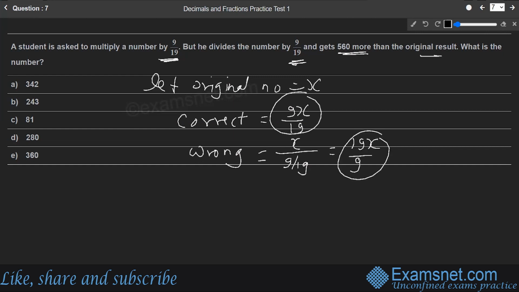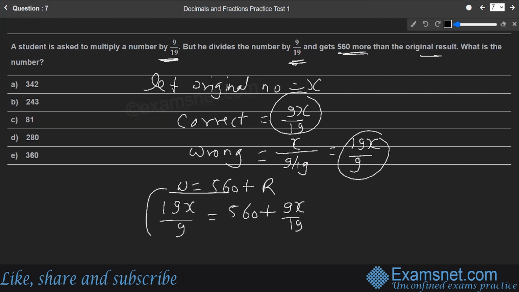He says he gets 560 more than the original result. So the wrong result is 560 more than the right result. This is the expression. Okay, so let us put our values. The wrong result 19x by 9 is equal to 560 plus the right result. The right result is 9x by 19. So this expression has been generated. We need to solve this particular expression to get our answer for x.